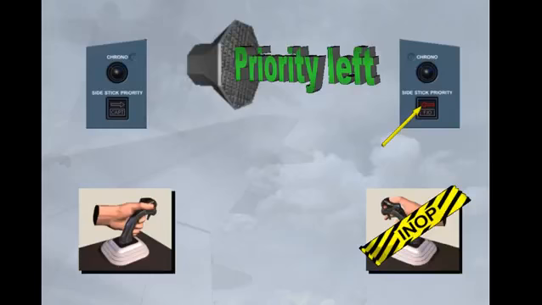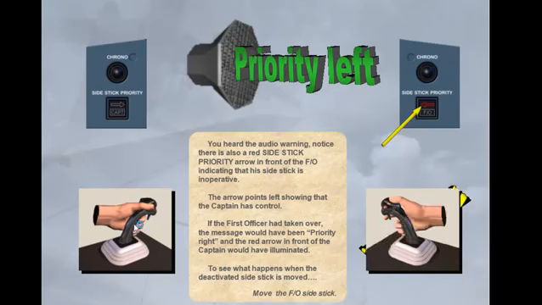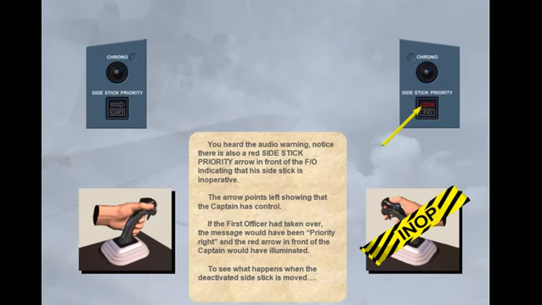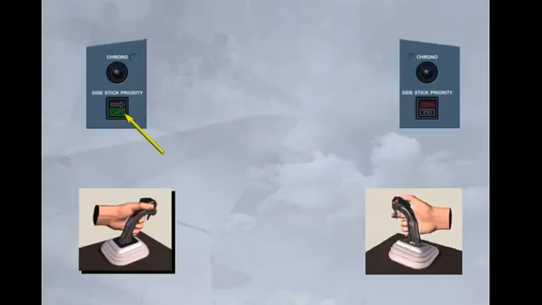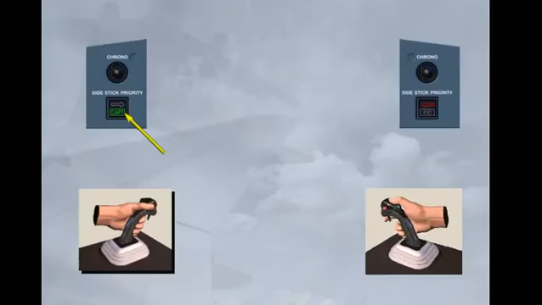To see what happens when the deactivated side stick is moved, move the first officer side stick. Now, click on first officer side stick. A green light illuminates in front of the pilot who is in control of the aircraft. Here, the captain. As soon as the deactivated side stick is returned to neutral, the green light extinguishes.